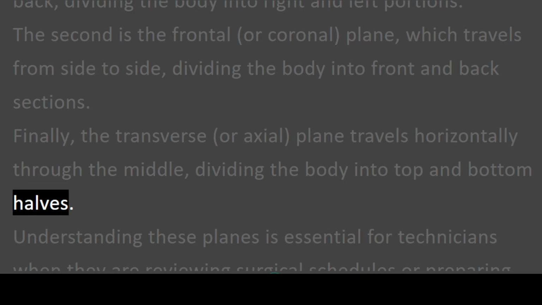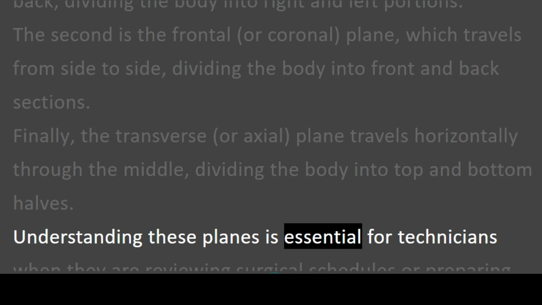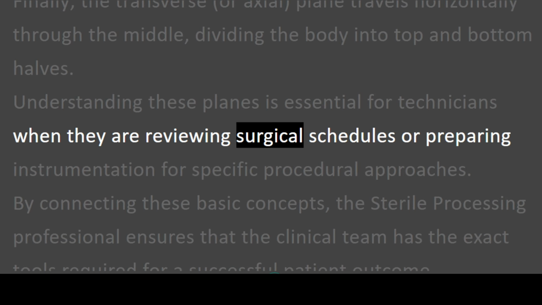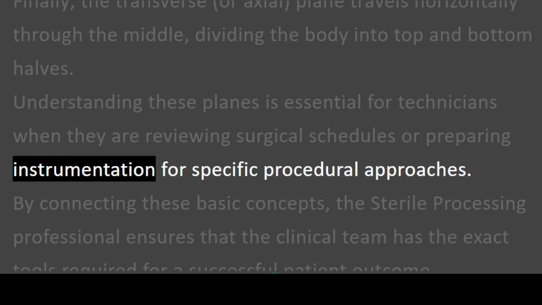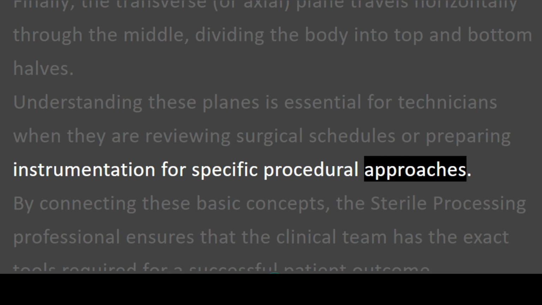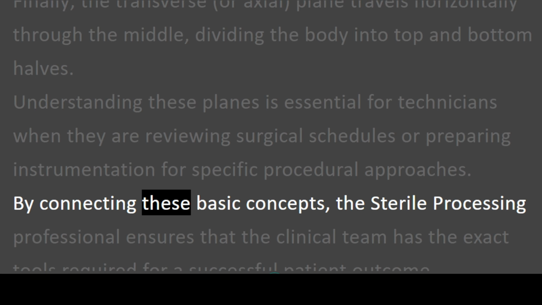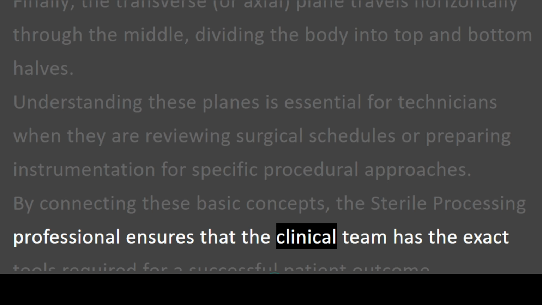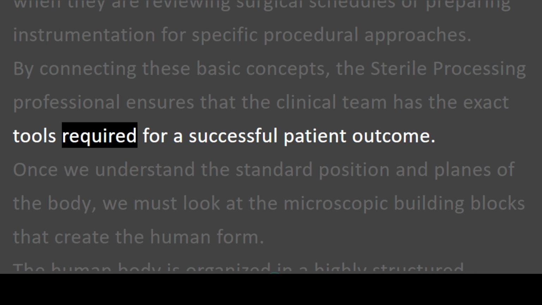Understanding these planes is essential for technicians when they are reviewing surgical schedules or preparing instrumentation for specific procedural approaches. By connecting these basic concepts, the sterile processing professional ensures that the clinical team has the exact tools required for a successful patient outcome.